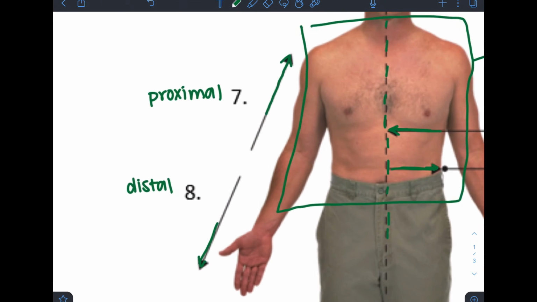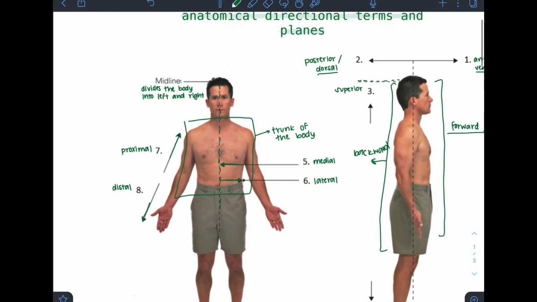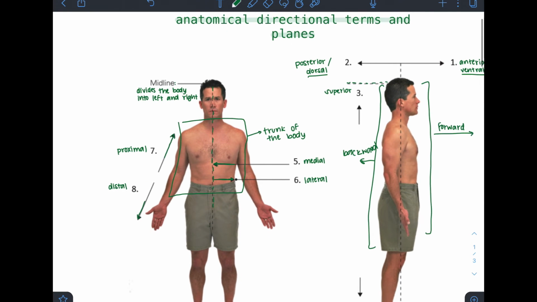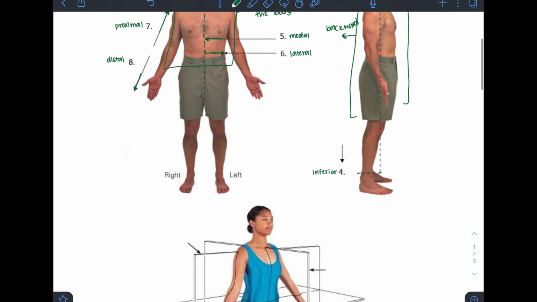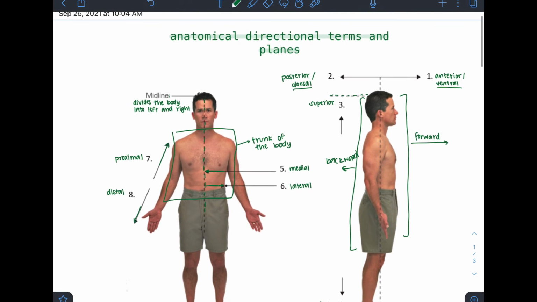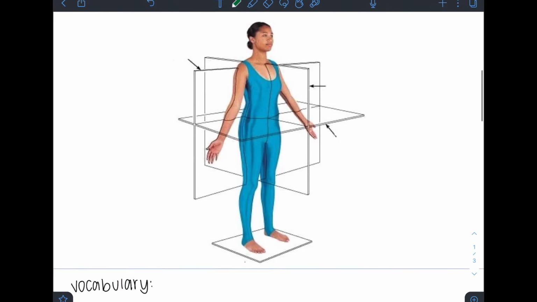For me, I just had to memorize proximal and distal because I'm not really sure if there are any tricks to memorize it. But if you come up with them, be sure to use them and make a note of them somewhere so that you can memorize them easier. Okay, so now that we've finished with the directional terms, we can move on to the planes of the body.